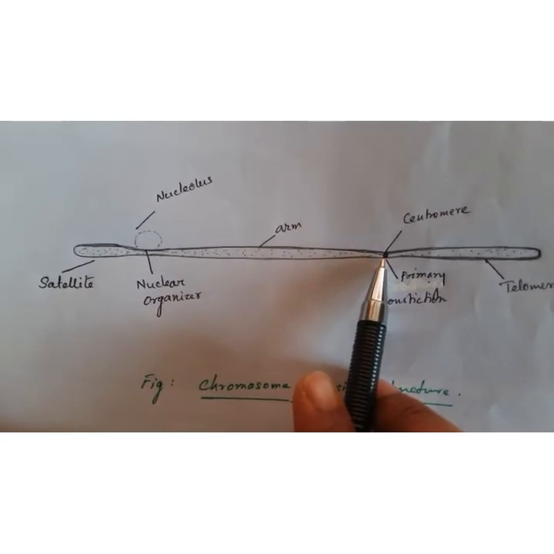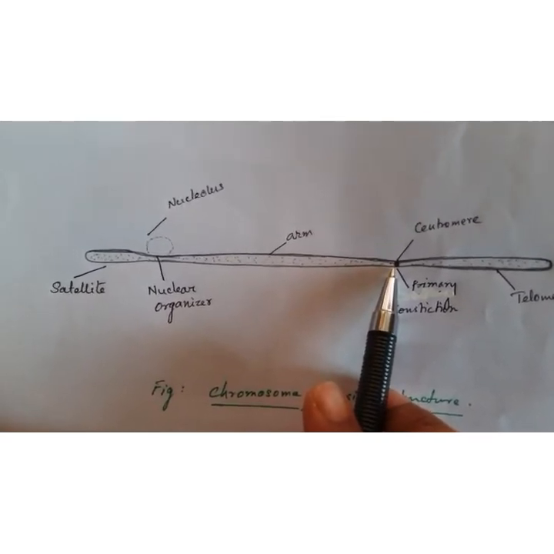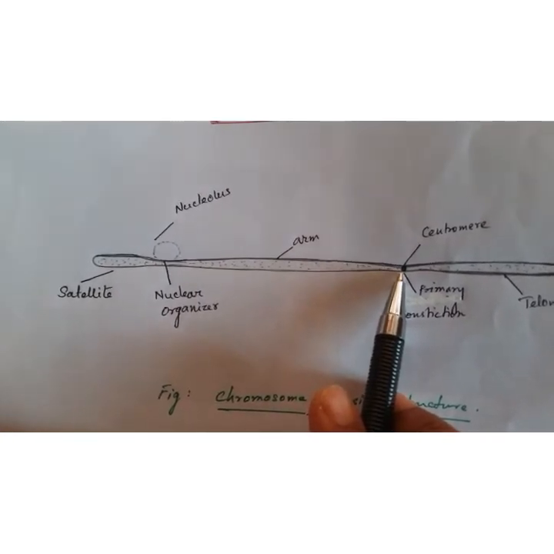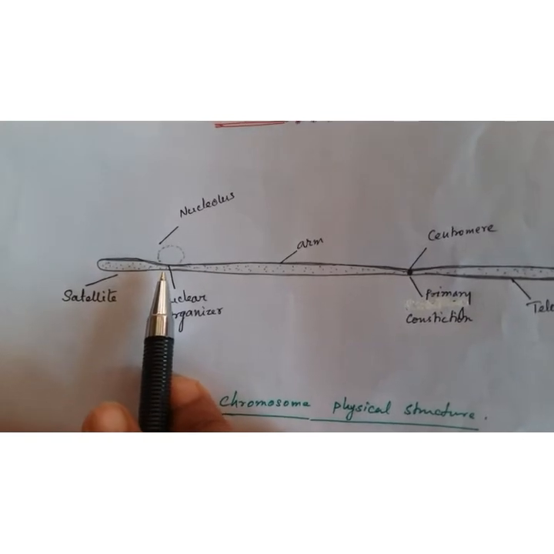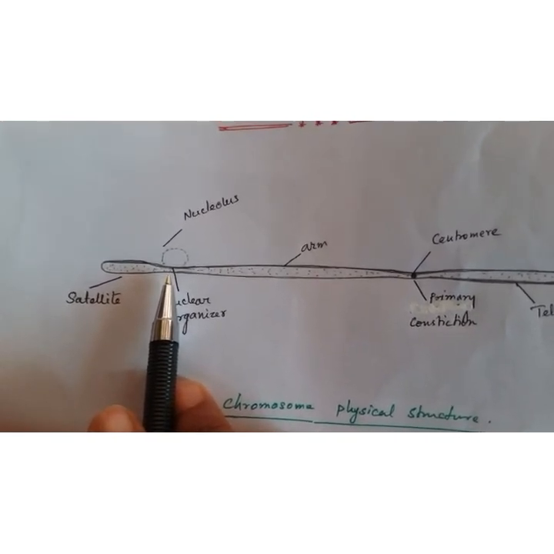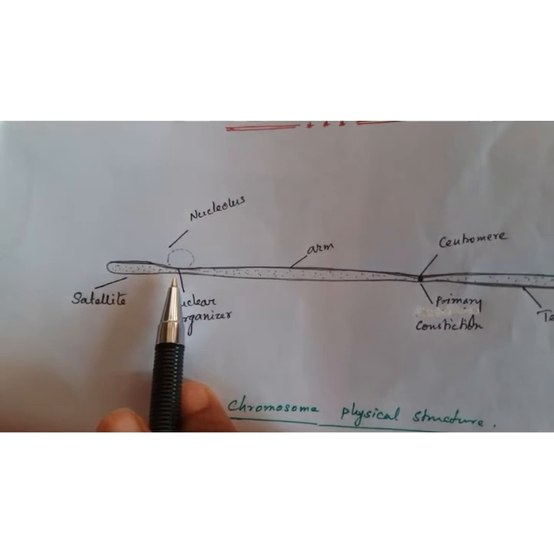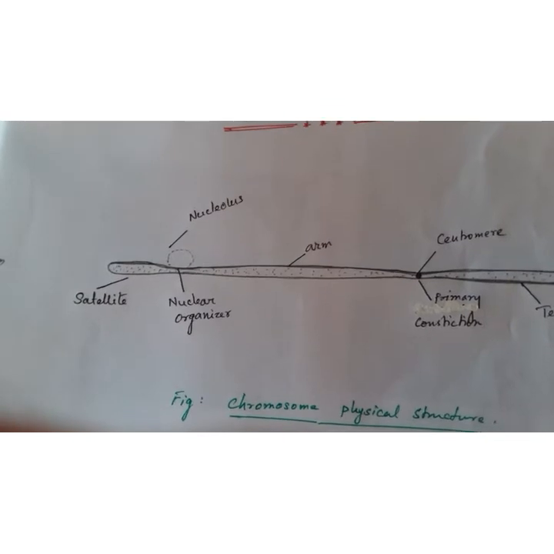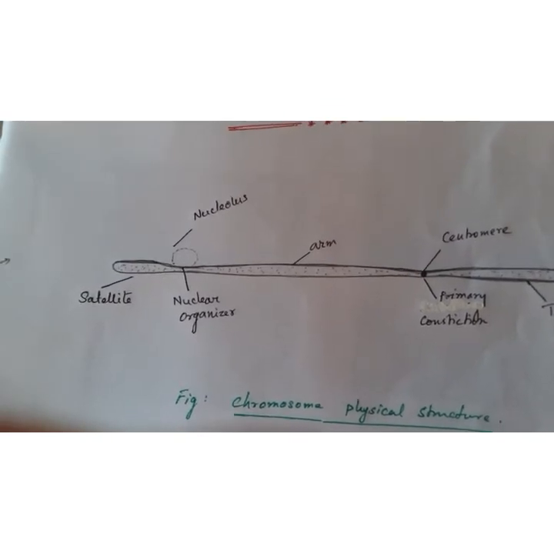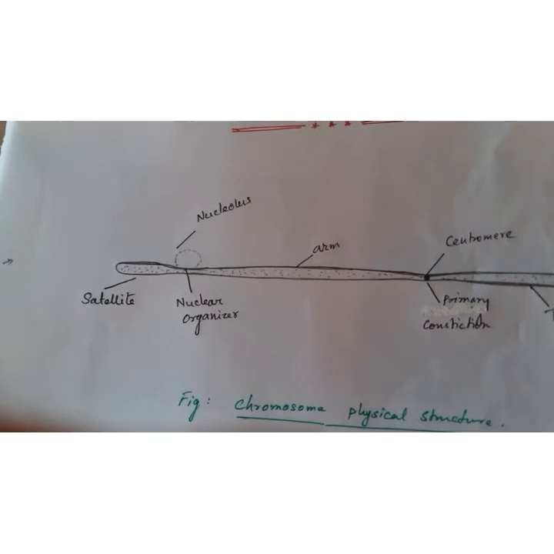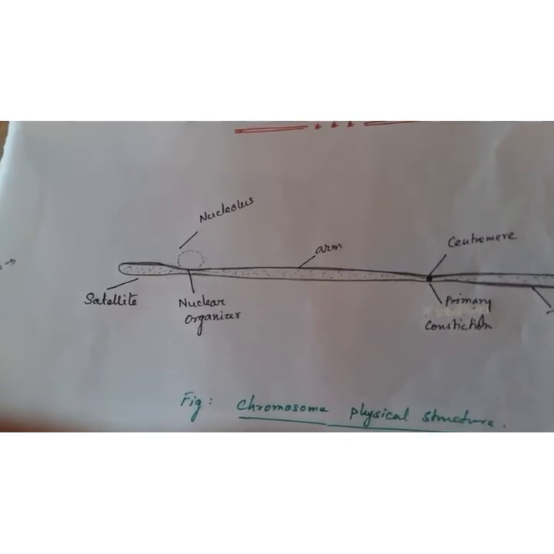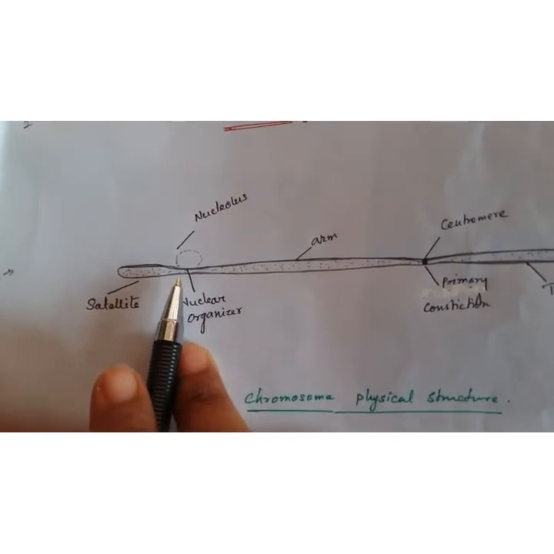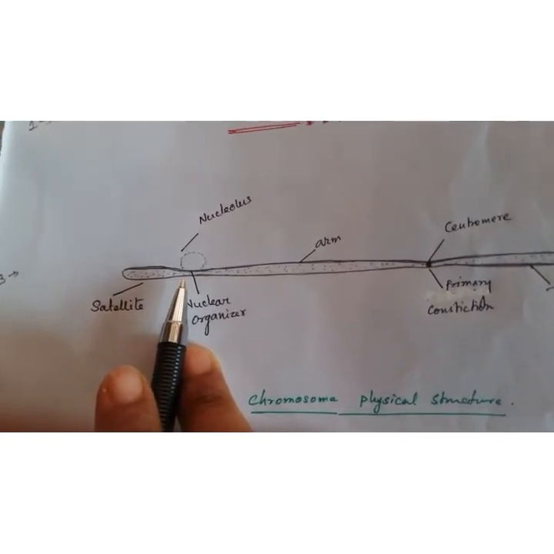A secondary constriction, which is also known as nuclear organizer, is also found in some chromosomes, from which the nucleolus is formed. That is the secondary constriction and this is the nuclear organizer. In the human karyotype, the 13th, 14th, 15th, 21st and 22nd chromosomes contain a nuclear organizer within their secondary constriction. This region carries some genes for rRNA synthesis.